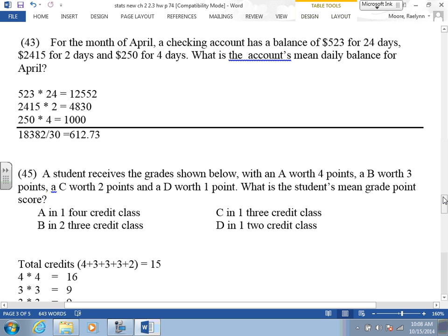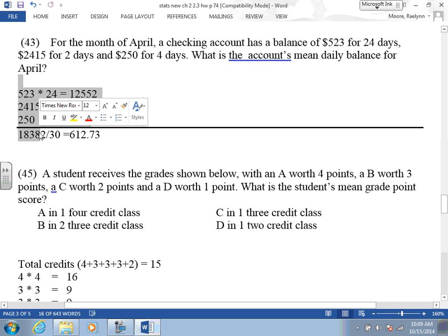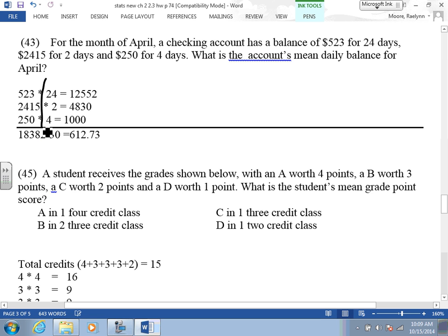For the month of April, a checking account has a balance of $523 for 24 days. So you got 24 523s. You got 2 2415s and 4 250s. There's your frequency. You can string them all out and put them in your L1, or you can do an L1, L2, and do it that way.